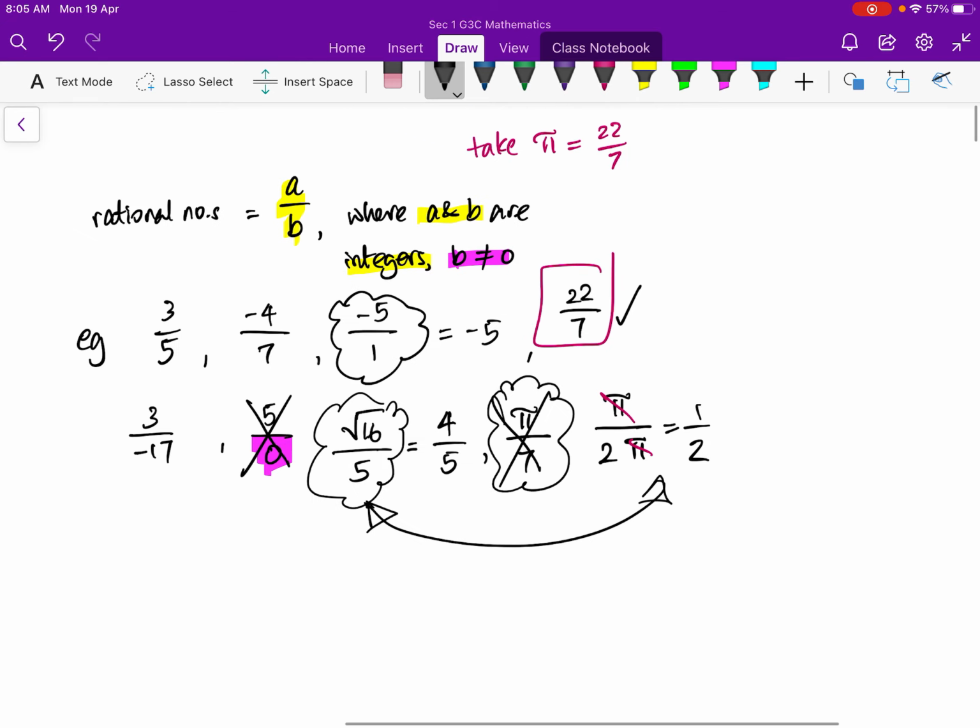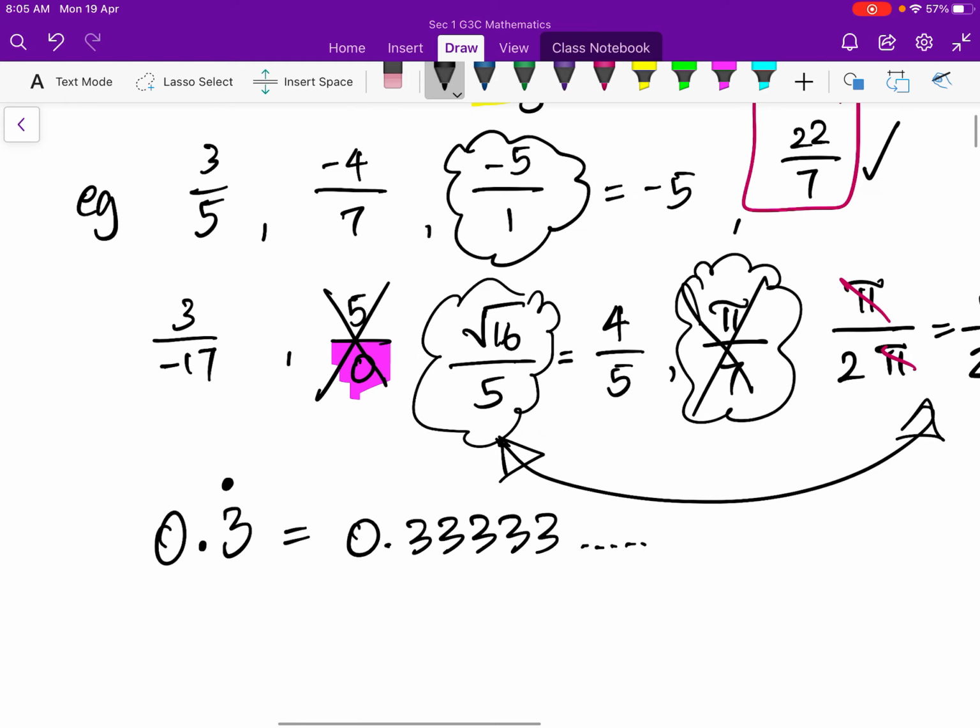Okay, we've got a few more cases that I want to go through. How about 0.3? Is this a rational number? Is this rational? It is recurring. Okay, so just to recap, this means 0.33333, so on and so forth, forever and ever. So the question is, is this rational or irrational?